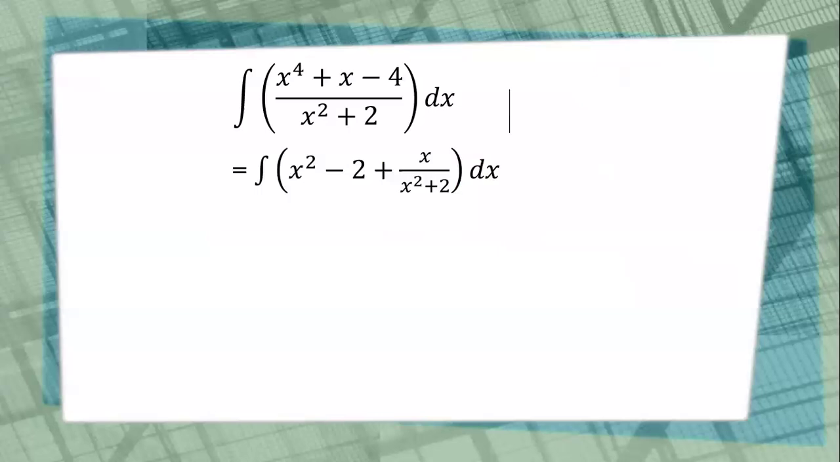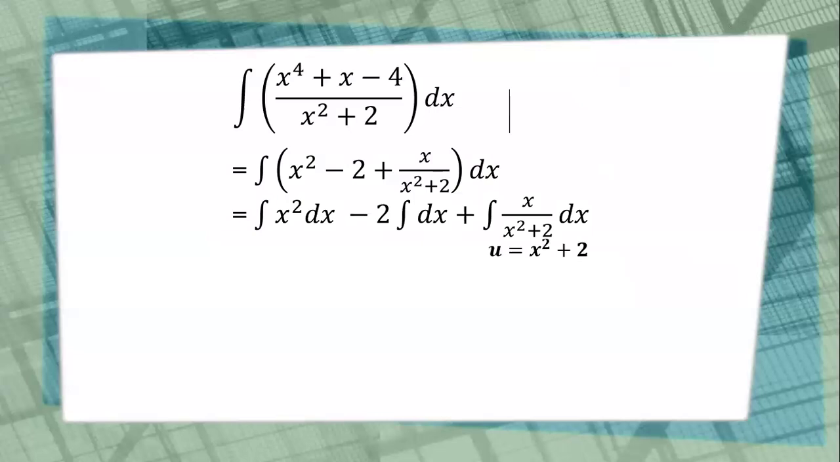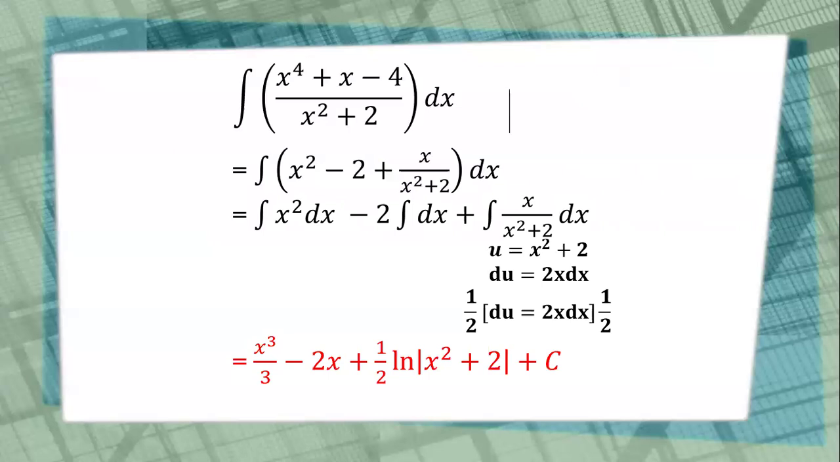Next, we get the integral. We'll have the integral of x squared dx minus 2 times the integral of dx plus the integral of x over x squared plus 2 dx. Next, we let u be x squared plus 2 and du be 2x dx. And we get the integrating factor, that is 1 half du is equal to x dx. And then the final answer is x cubed over 3 minus 2x plus 1 half ln of the absolute value of x squared plus 2 plus c.